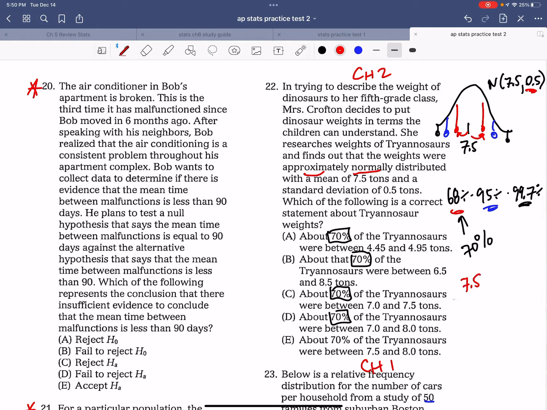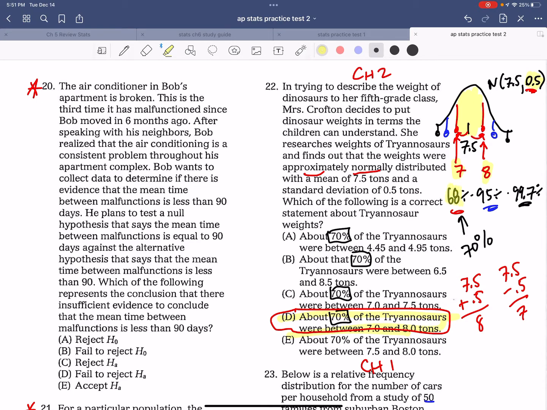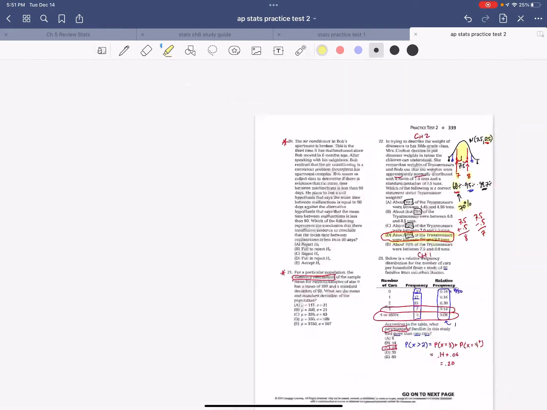That means I do 7.5 plus 0.5, I get 8. 7.5 minus 0.5, I get 7. So that tells me that about 70% of Tyrannosauruses were between 7 and 8 tons, right? And so now we just have to find which answer describes that, and that's our choice D. About 70% of our Tyrannosauruses are between 7 and 8 because our standard deviation is 0.5 ton. And 68% is around 70% of our data.